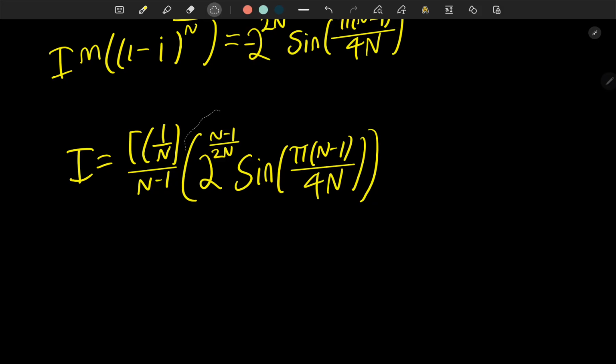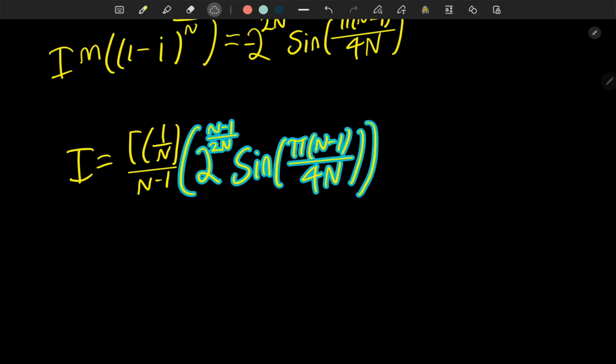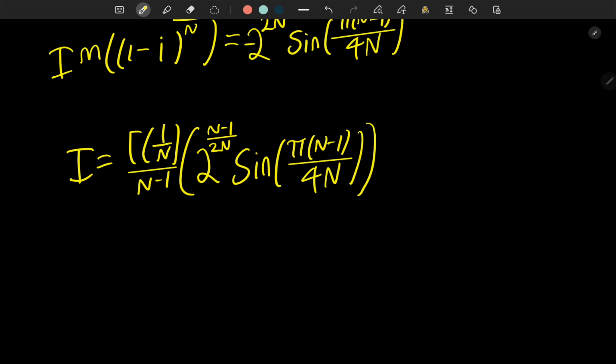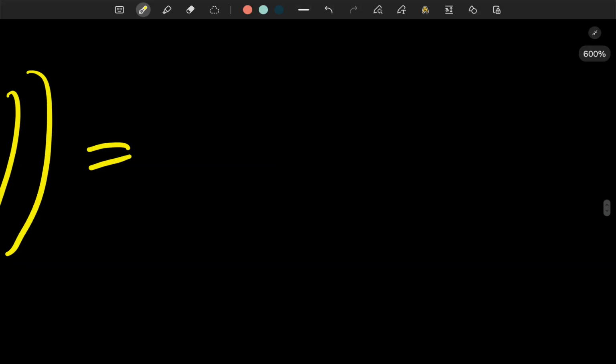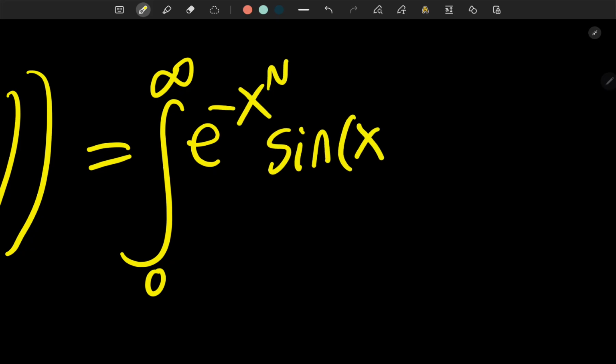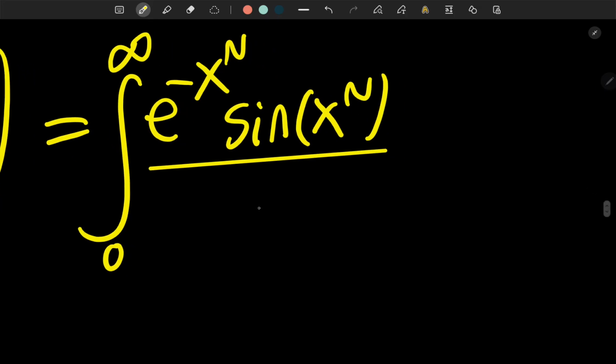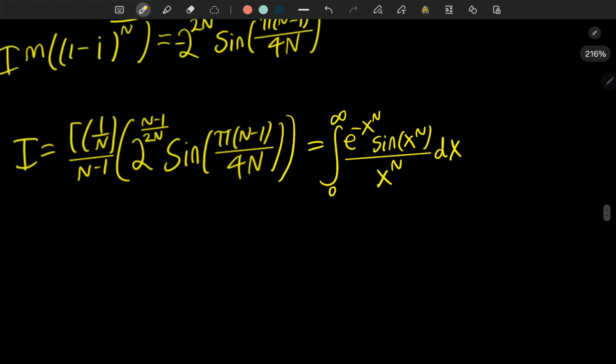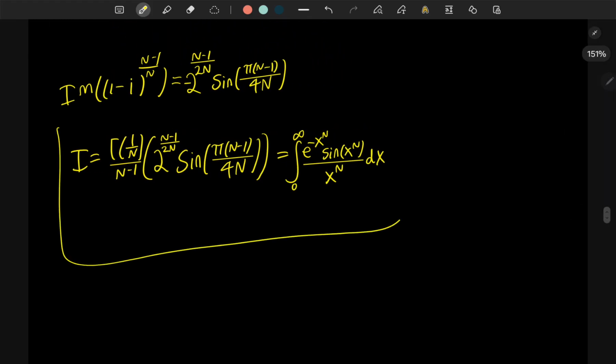Looks pretty cool. Yeah, this is how I want to leave it. This is a very nice result. I will go ahead and show. So this right here is equal to the integral from 0 to infinity of e to the negative x to the n, sine of x to the n, divided by x to the n. A lot of n's. Okay, dx. There we go.